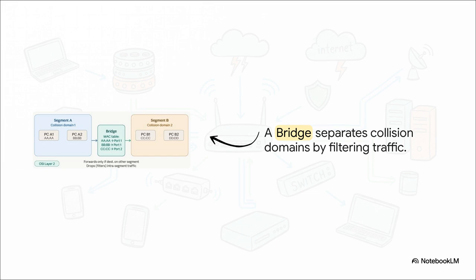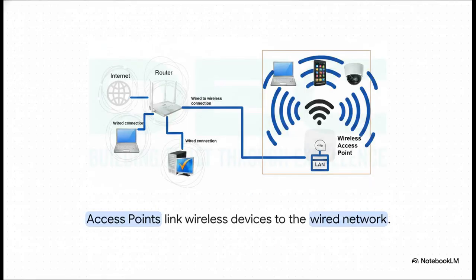It only forwards frames that actually need to cross over to the other segment. Finally, for Layer 2, we have the access point, or AP. This is what brings us into the wireless world. An access point is basically a wireless bridge. It seamlessly links your smartphones, tablets, and laptops using Wi-Fi radio signals directly into your hardwired Ethernet LAN. The AP isn't routing the traffic itself. It's literally just bridging the invisible wireless frames and the physical wired network.